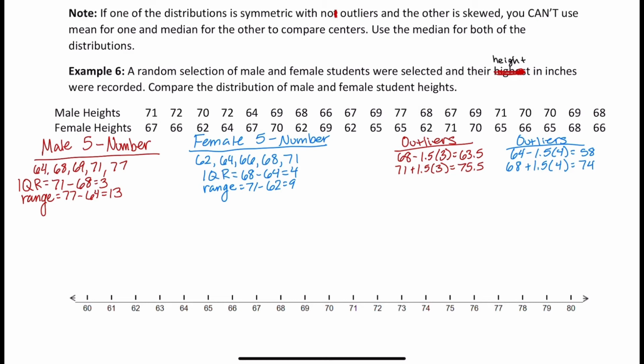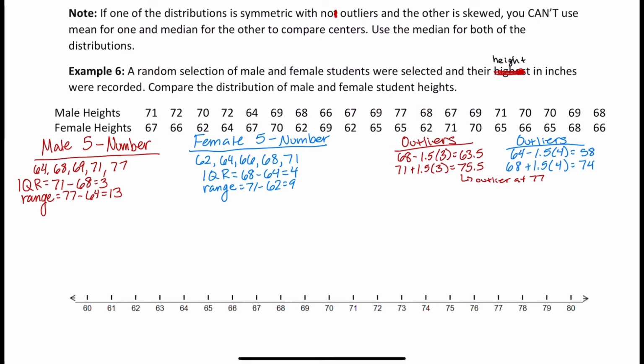So we have the 5-number summaries for each group, we have the IQR for each group, and we have the outlier check. The one thing to note is that for males, we do have one outlier at 77 because it is above the upper limit here. So let's go ahead and do these parallel box plots.